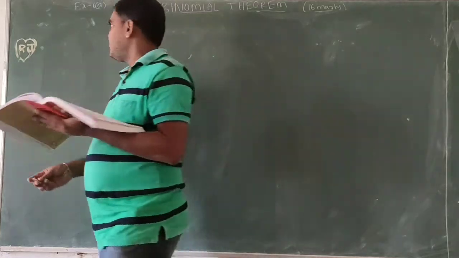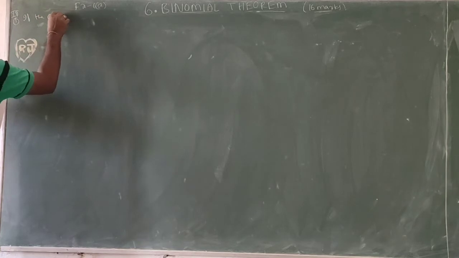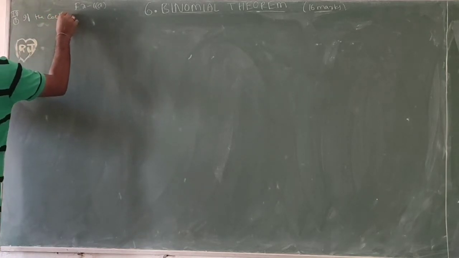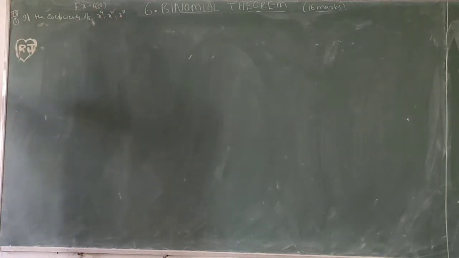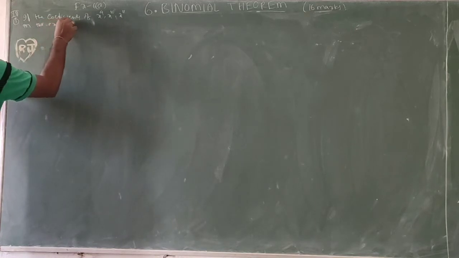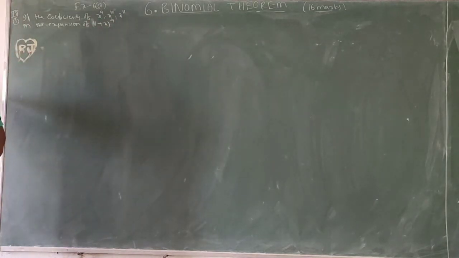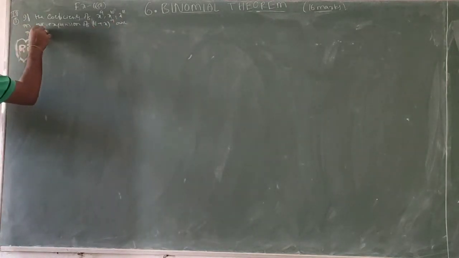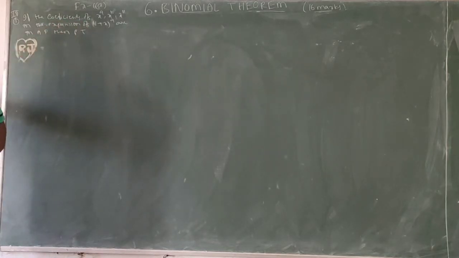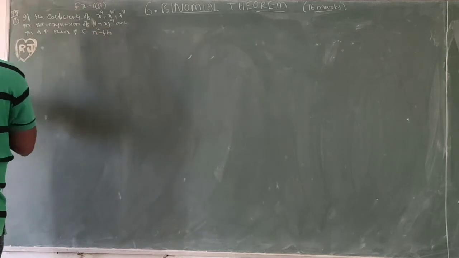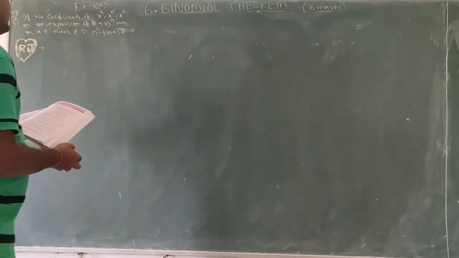Exercise 6A, third bit, first question. If the coefficients of x power 9, x power 10, x power 11 in the expansion of (1 plus x) whole power n are in AP, then prove that n square minus 41n plus 398 equal to 0. So we need to prove this one equal to 0.